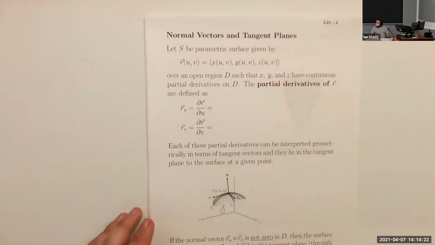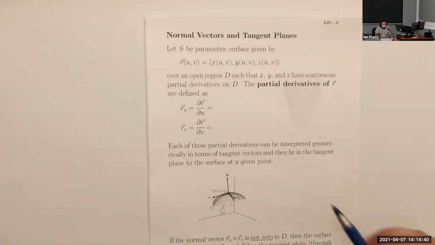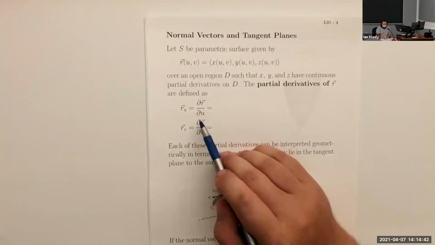So let's see here. Normal vectors and tangent planes. Remember earlier in the course, when we had a surface, we were often tasked with finding a tangent plane to that surface at a particular point. Now with parameterizing surfaces, we can still do this, but we're going to do it a little bit differently.